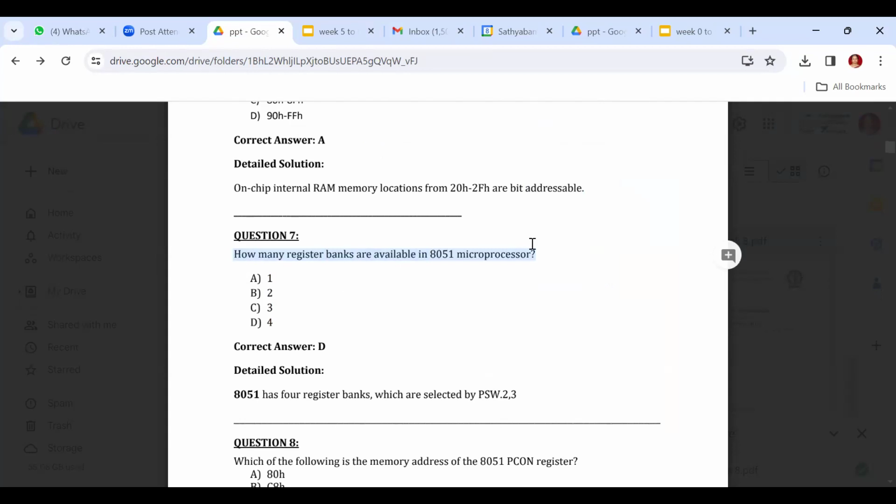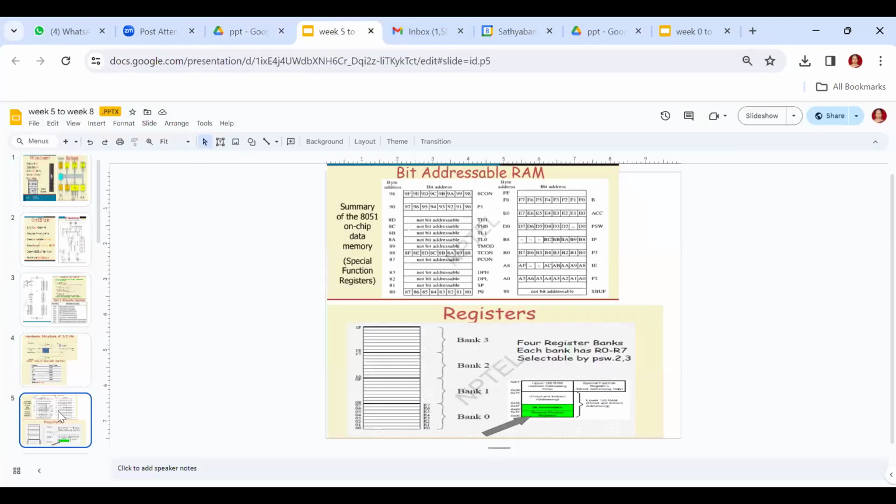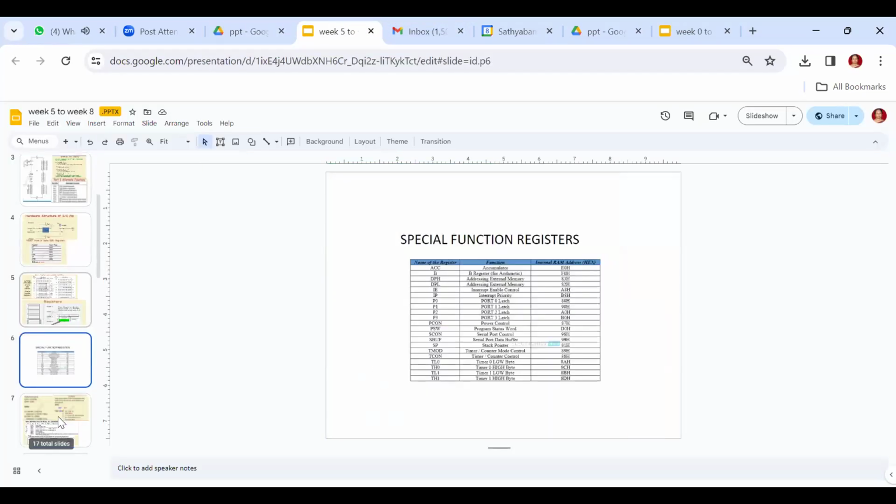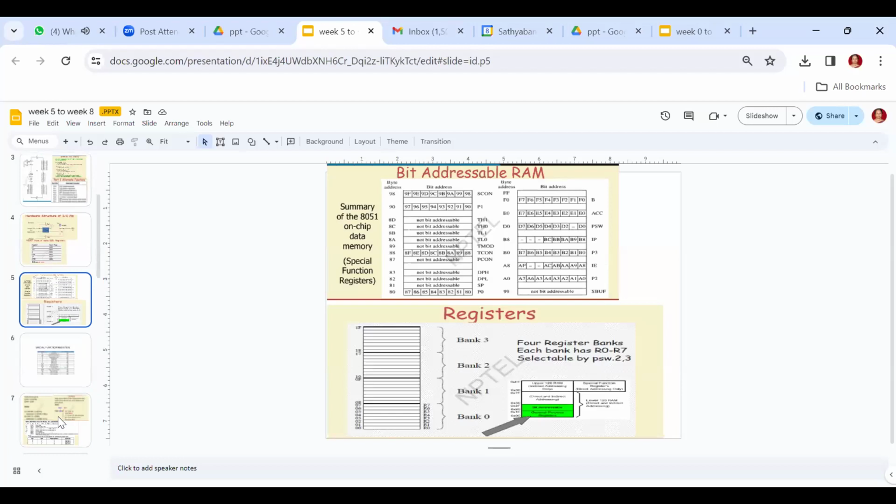How many register banks are available in the 8051 microprocessor? How many register banks are there? 4, ma'am. 4 register banks. What are they? Bank 0, Bank 1, Bank 2, Bank 3.